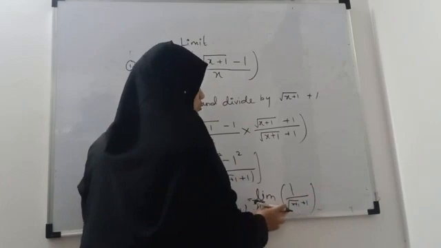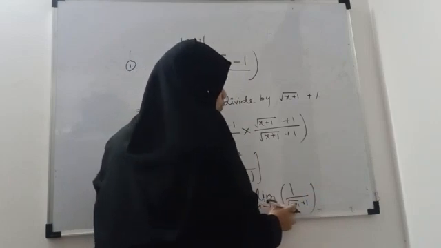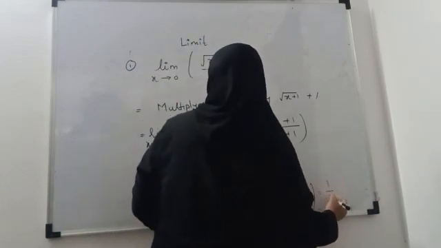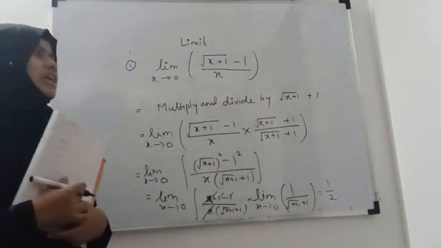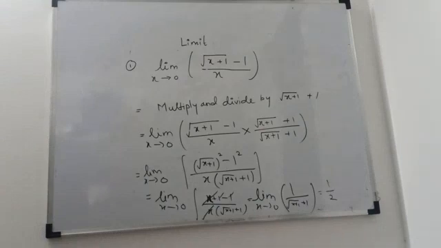So we will be left with 1 upon root x plus 1 plus 1. Apply x tends to 0. So here it will be root 1 plus 1, that is 2. So the answer is 1 upon 2. So this is how we use the rationalize method. We do another problem of this type.